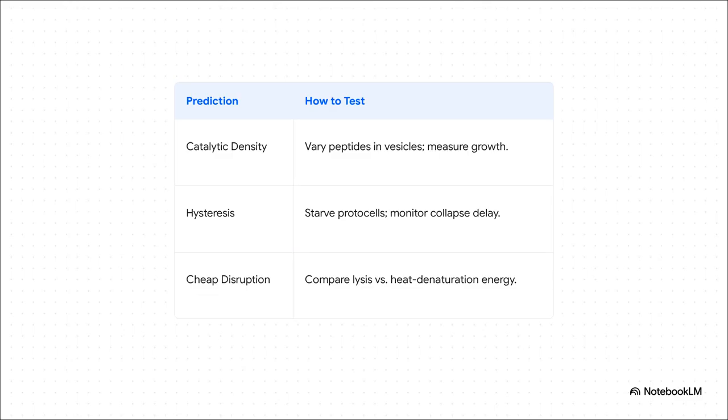For instance, take this idea of cheap disruption. The theory predicts that it should be way easier, it should take much less energy, to destroy the whole system by just popping its container, than by trying to go in and destroy every single little catalytic molecule inside. And if you think about it, that's exactly how a living cell works, right? It's pretty easy to pop a cell membrane, but it would take a ton of work to chemically dismantle all of its internal parts one by one.